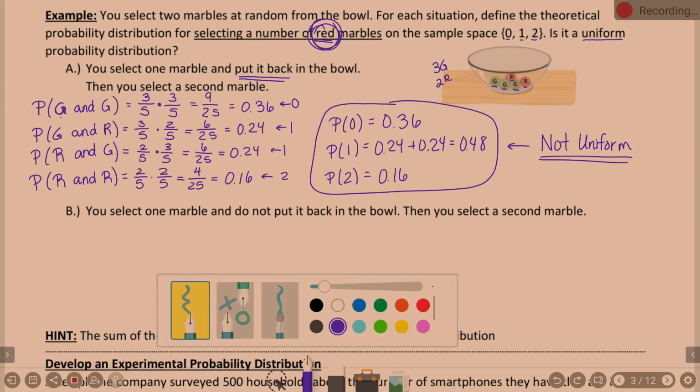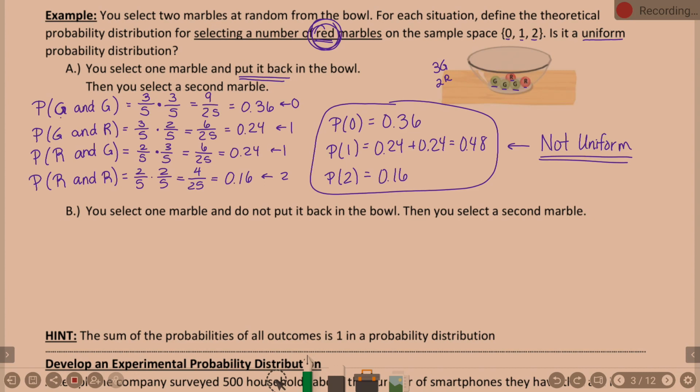Let's look at B. B just changes the situation slightly, and this time you select one marble and do not put it back. Then you select a second marble. So we're looking at all the same possibilities. Our probability is just going to change a little bit.